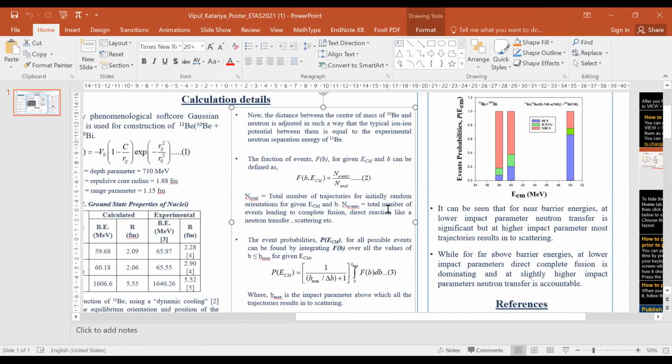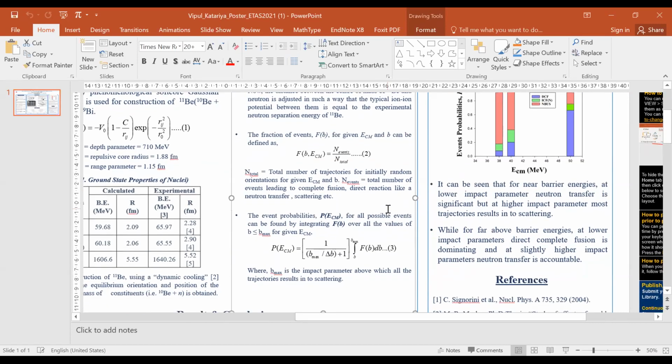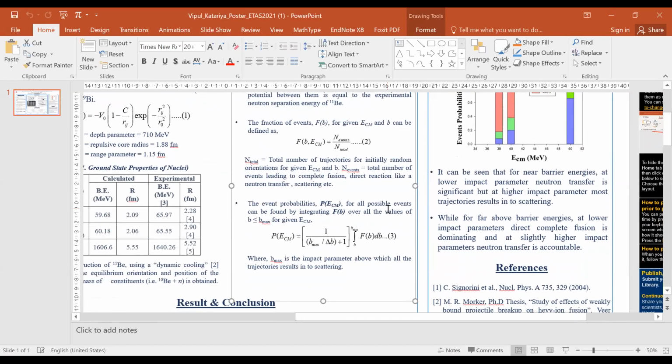Having constructed this projectile, we have tried to calculate the event fraction FB, which is given by equation 2. Here in equation 2, N_events indicates the number of events, for example, complete fusion, direct reaction like neutron transfer, or scattering, and N_total is the total number of randomly initialized trajectories for the given reaction. We have also calculated the event probabilities, which is given by equation 3, in which we have integrated equation 2 from B equal to 0 to B equal to B maximum, where B maximum is the impact parameter above which all the trajectories result in scattering.